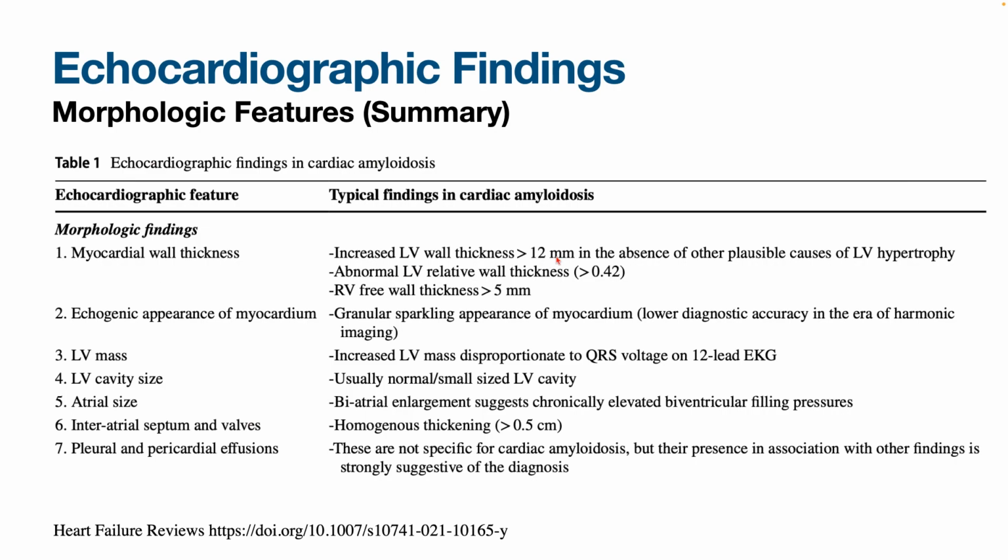So when walls are 12 or more, in the absence of other plausible cause of LVH, abnormal LV relative wall thickness more than 0.42, like those types of concentric remodeling, and RV free wall more than 5 millimeters. So infiltration will occur in the RV free wall as well, especially in the subcostal view.